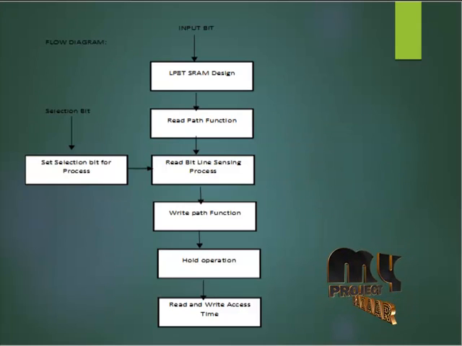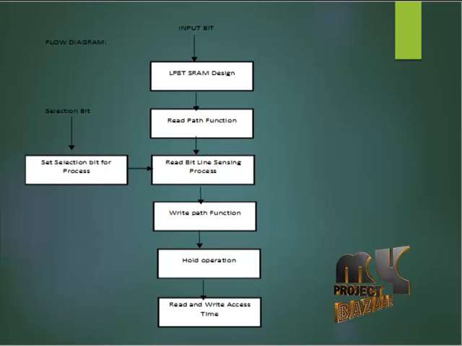Let me show our process flow diagram. In our process, we give the input data bitwise, and then we design the low power 8T SRAM. Static random access memories are used as cache memory, which is embedded in microprocessors, and used in system on chip and network on chip designs.